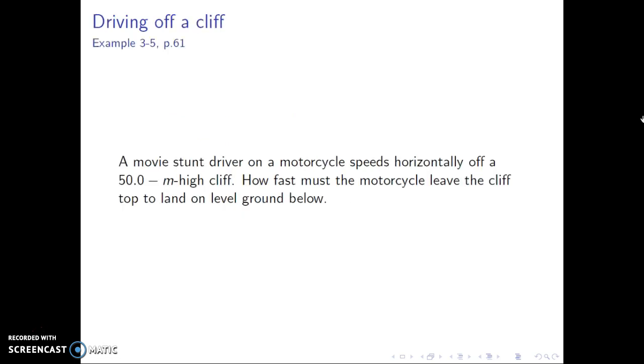Okay, so here is an example from your textbook. This is example 3-5 on page 61. You have a movie stunt driver on a motorcycle speeding horizontally off a 50-meter high cliff. The question is, how fast must the motorcycle leave the cliff top to land on level ground below? Looking again really quickly at the problem, for some reason it's missing that he lands 90 meters away from the base of the cliff. That is important information. He will be landing 90 meters away from the base of the cliff.